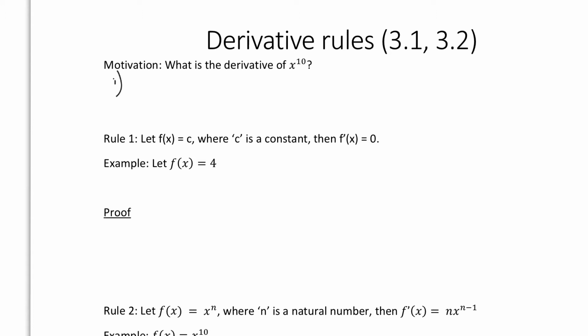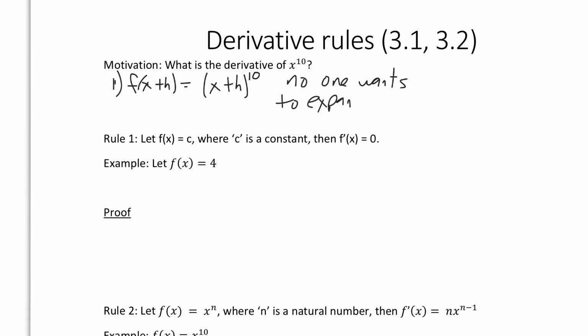Step 1 would be to calculate f of x plus h. Well, that would be x plus h to the power of 10, which means you have to FOIL this out 10 times. I mean, that's pretty horrible. That's a lot of work to expand this 10 times. No one wants to expand this because it's going to take so long.